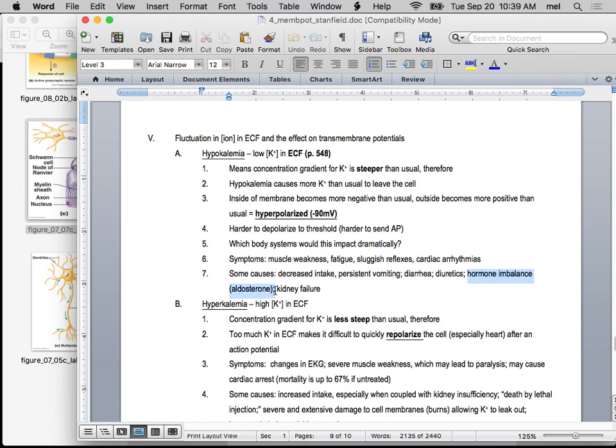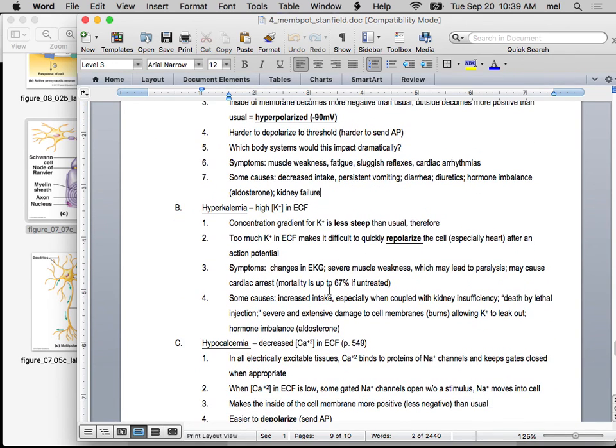Okay, hormone imbalance can also cause this. You probably don't know this hormone well yet. We will learn about it a lot this semester. Its job is to regulate sodium and potassium levels, and if the hormone is off, you're going to have a potassium disorder. And then if your kidneys are failing you, and they're just dumping excessive quantities of potassium, then that can also cause hypokalemia.